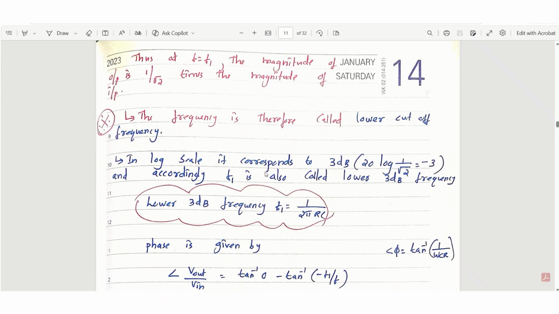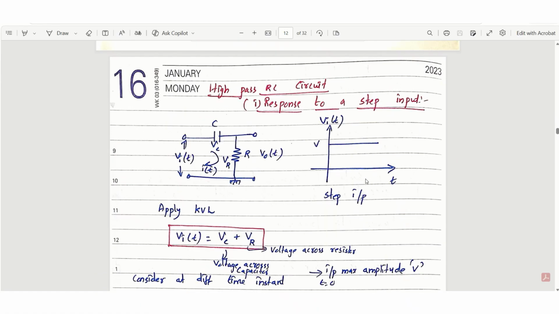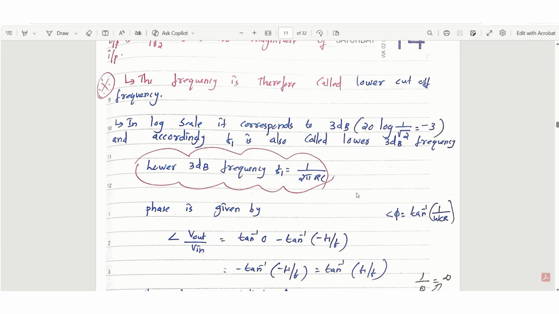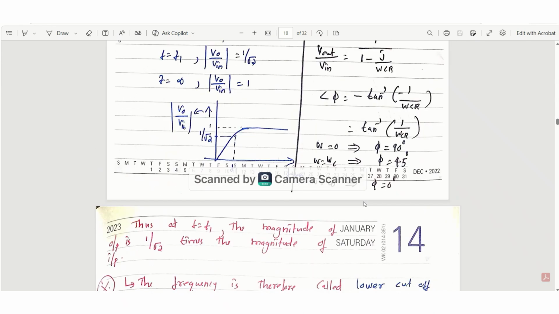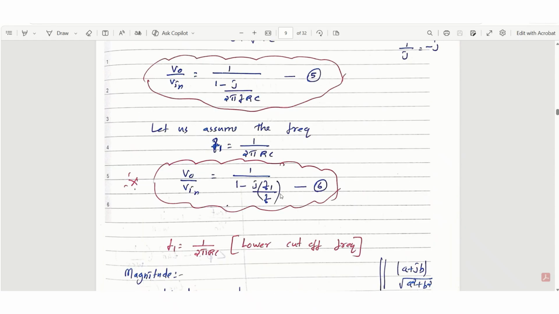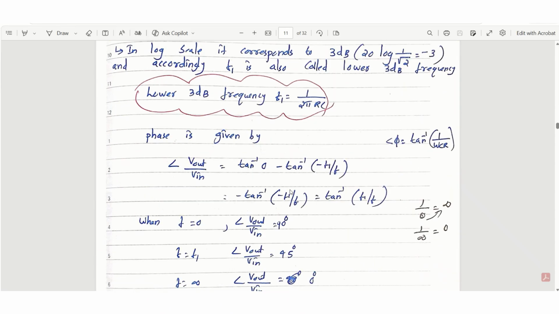When we are analyzing the phase angle curve, phase angle is given by tan inverse B by A, where B is the imaginary part. This numerator part doesn't have any imaginary component. So tan inverse 0 minus tan inverse, here B is minus f1 by f. Substituting the imaginary term, we are getting the phase angle as tan inverse f1 by f.